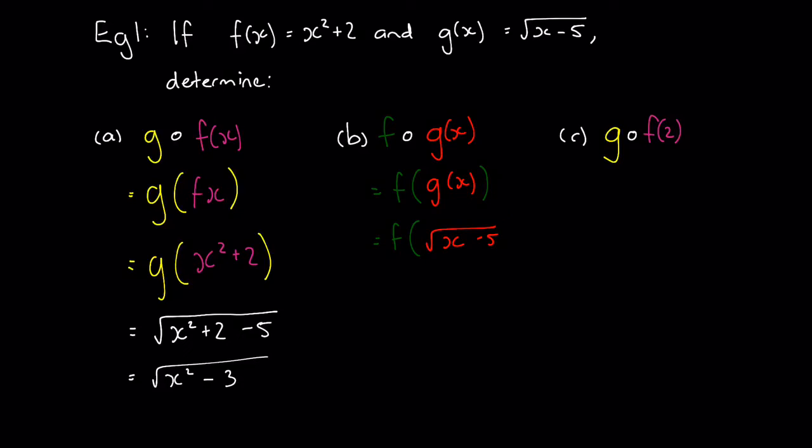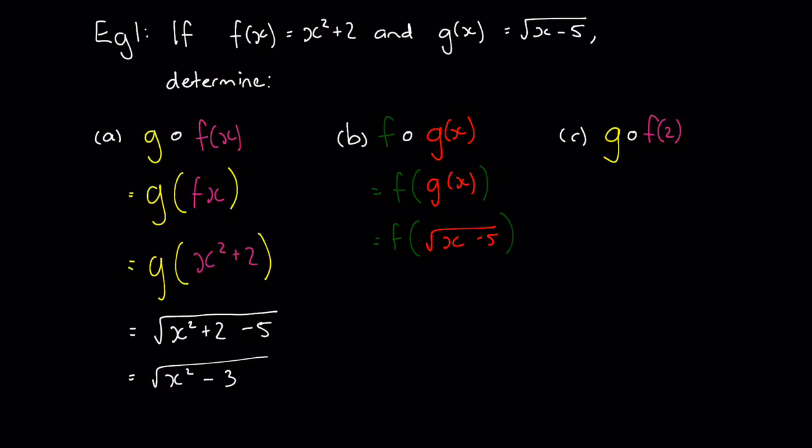And then we're going to substitute the root of x minus 5 into the x of the x squared plus 2. There could be more than one x in the function. For example, if this f of x was x squared plus 3x plus 2, we would have to substitute the root x minus 5 into the x of the x squared as well as into the x of the 3x. Okay, but in this case, it's just the x squared.